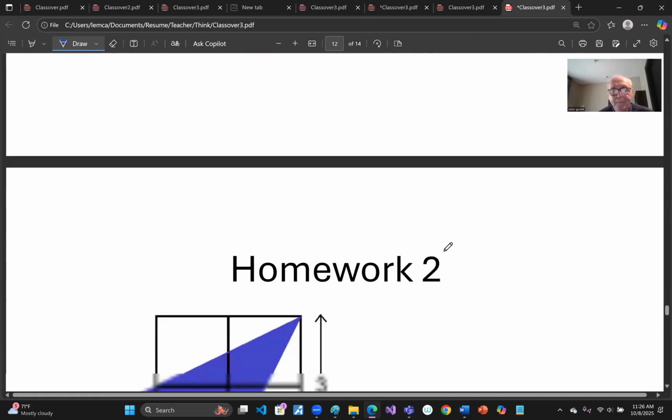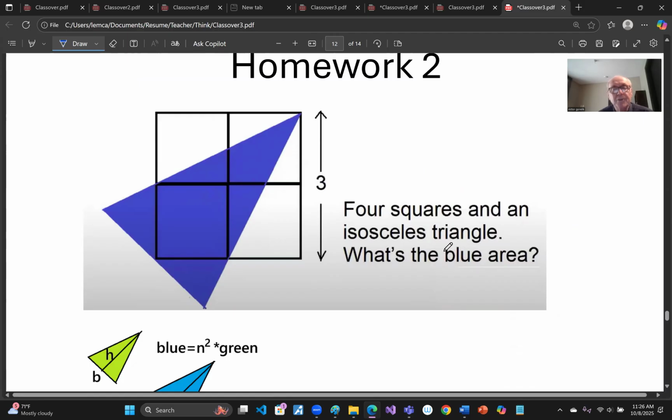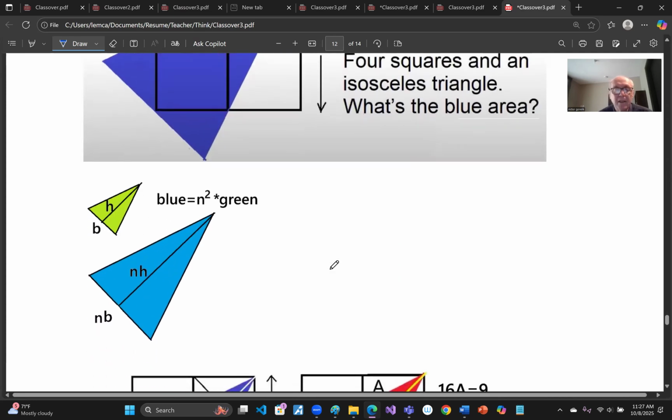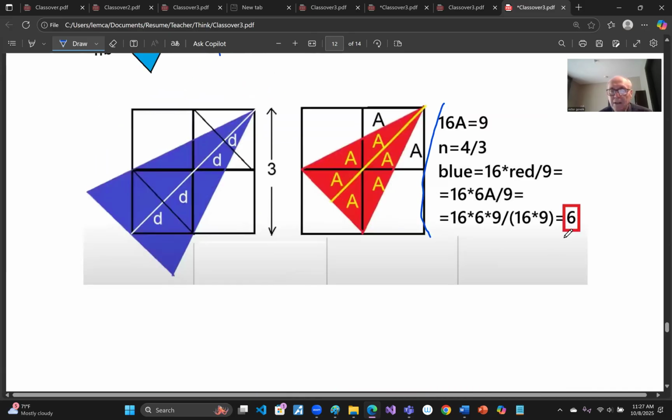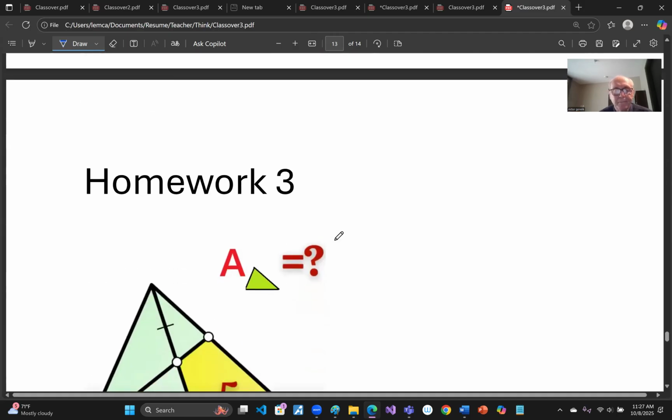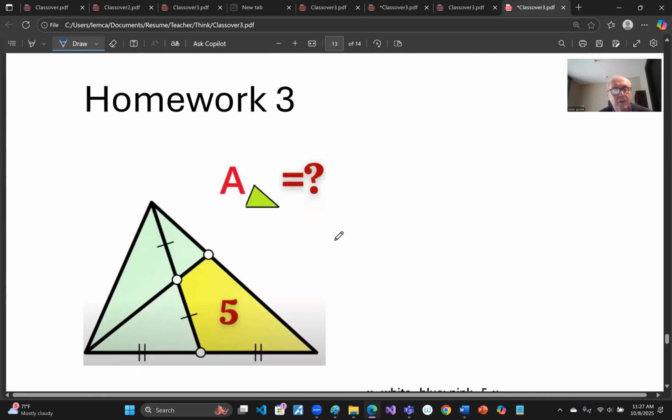Next problem. It's also a problem of Katrina Eck. It says 4 squares and an isosceles triangle. What's the blue area? And we know the side of the big square is 3. Once again, I give you hints and I give you the answer. And the task is the same. Explain to me. The third homework.